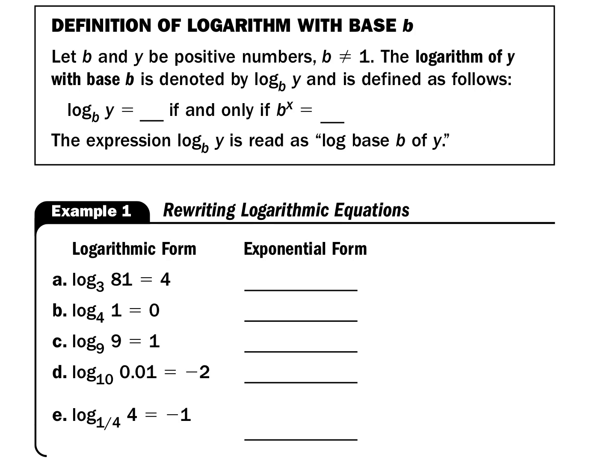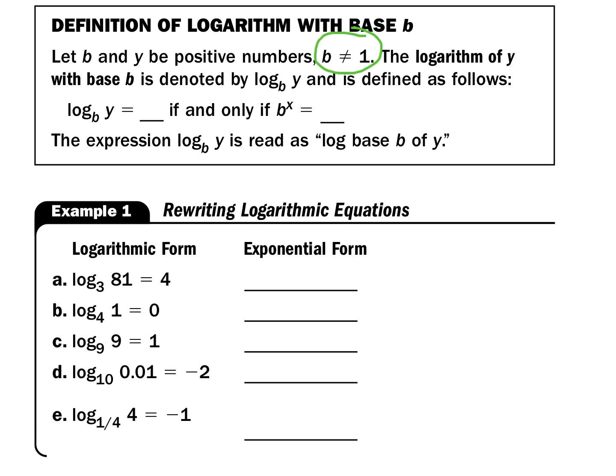8.4, Part 1. We'll be going over logarithms, specifically the definition of a logarithm with base b, and then examples 1 and 2. So the definition of a logarithm with base b says: let b and y be positive numbers and b is not equal to 1. So we're not talking about base 1 at all. The logarithm of y with base b is denoted by log base b of y and is defined as follows.